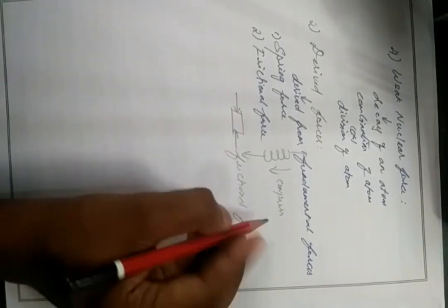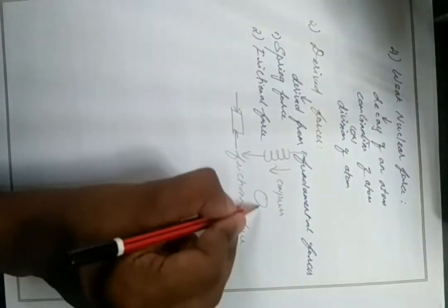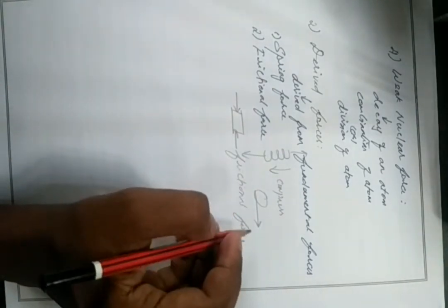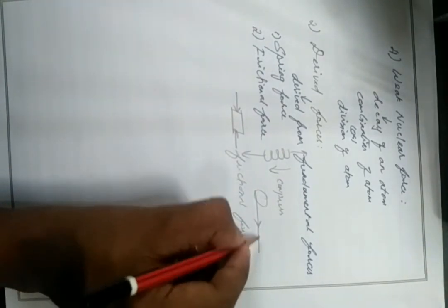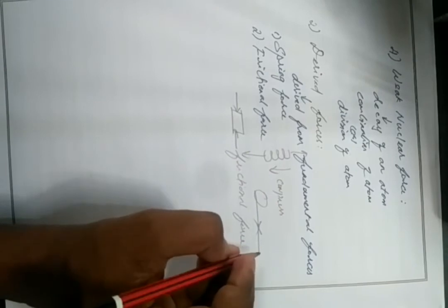If you roll a ball in this direction, then what will happen? The floor will give some opposite force against the motion of the ball. So that force is also known as frictional force.